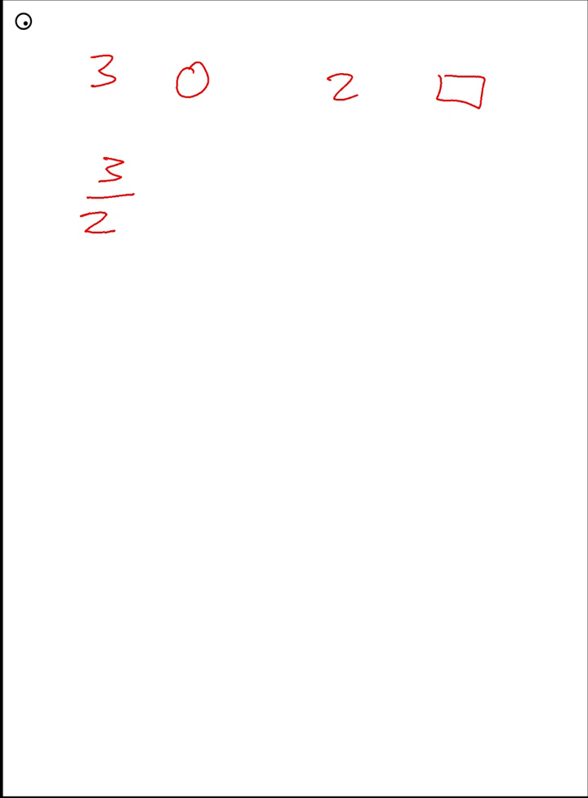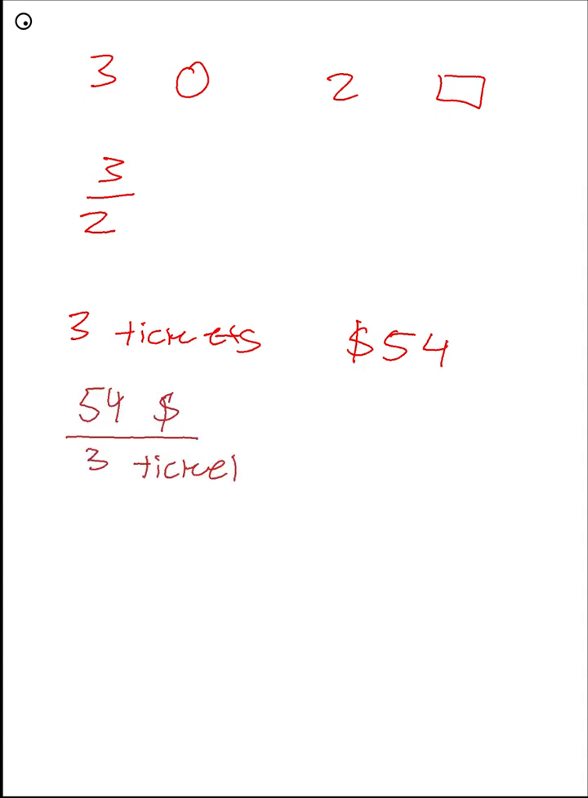Although it might seem useless in this hypothetical situation, it can be very useful in real life. For example, if 3 tickets cost $54, then how much does each ticket cost? Well, you can think of it as a ratio. The fraction of tickets to dollars is going to be $54 over 3 tickets, which simplifies to $18 for every ticket. Notice how I just simplified the fraction.